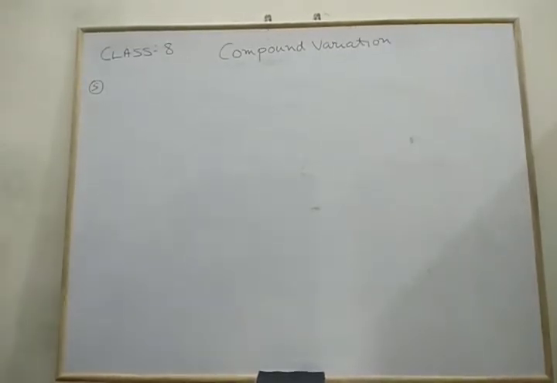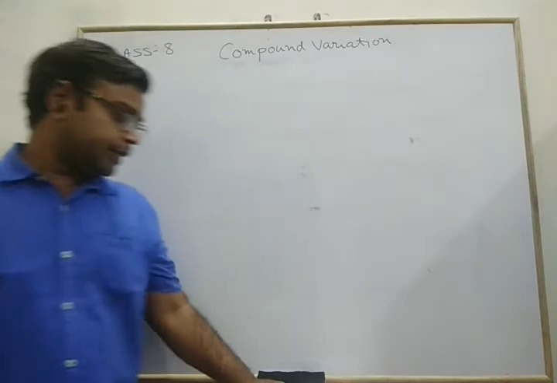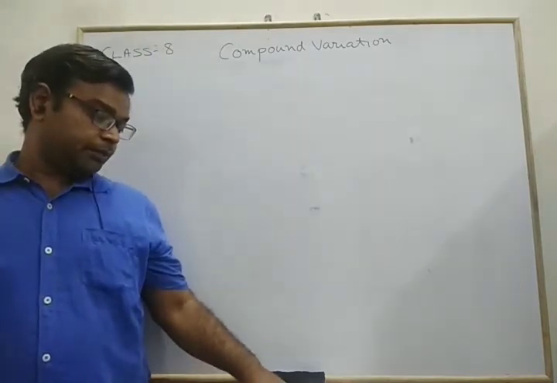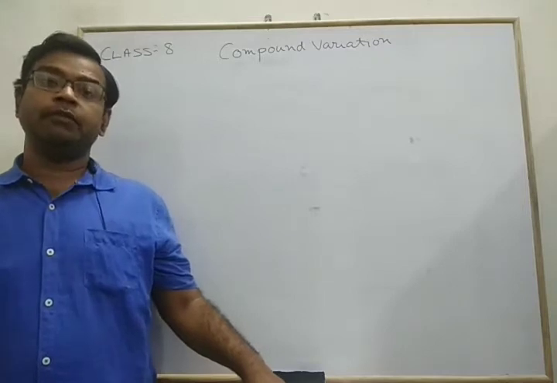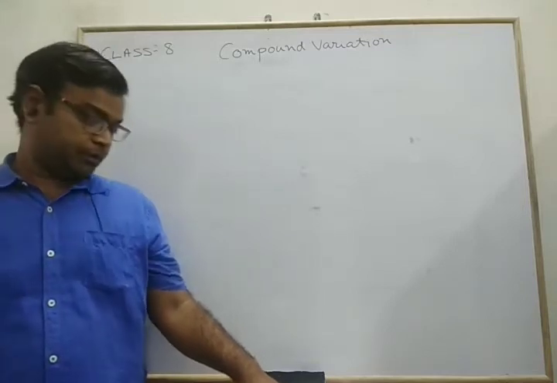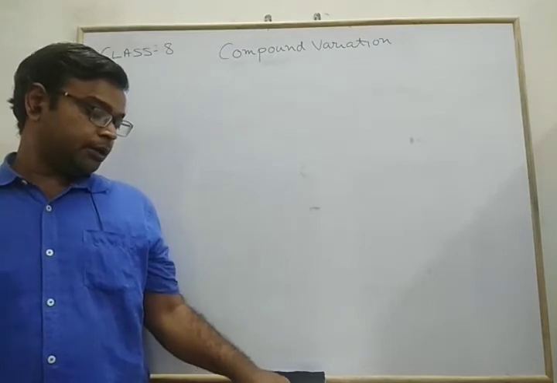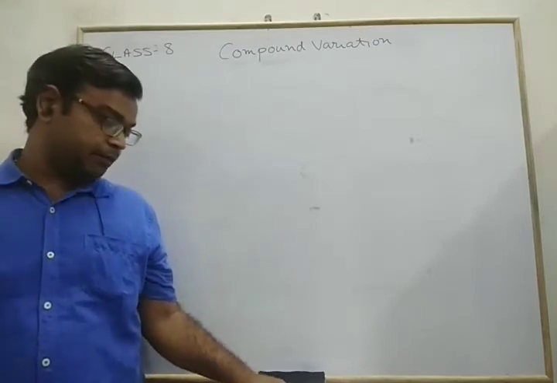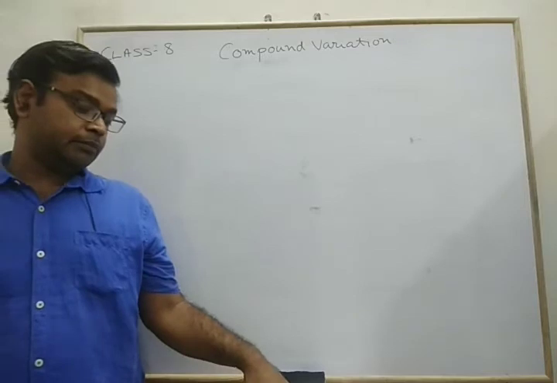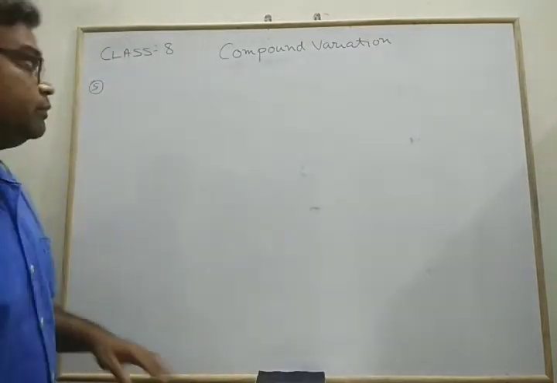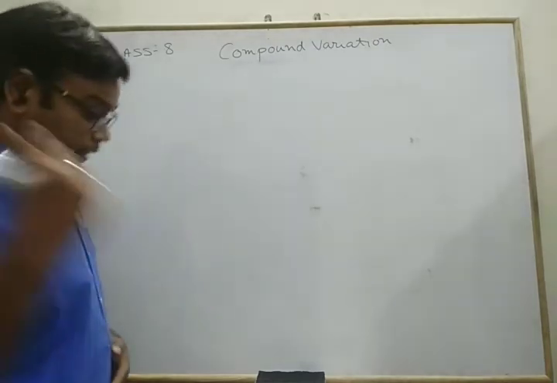In question number 5, it says that 10 cooks working for 8 hours can prepare a meal for 536 people. How many cooks will be needed to prepare a meal for 737 people if the required time to prepare the meal is 5 hours? So I am going to solve this one by the unitary method.